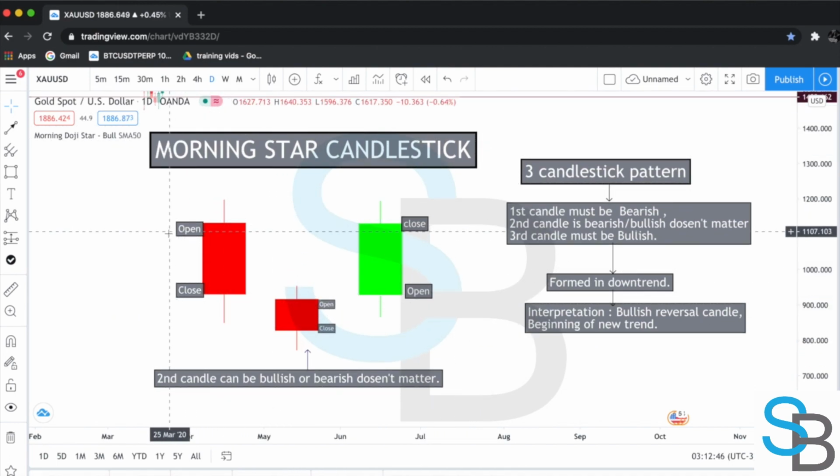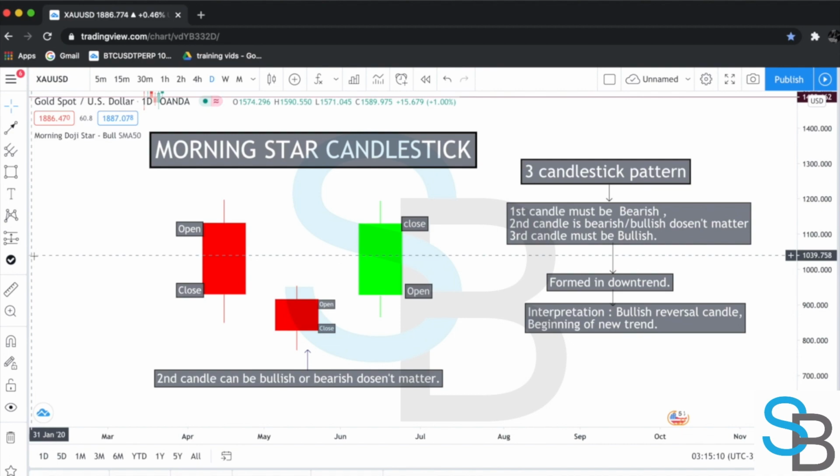The first candle is bearish. The second candle can be bullish or bearish, it doesn't matter. The third candle should be bullish. The morning star candlestick pattern is found in a downtrend, which indicates the beginning of a new trend.